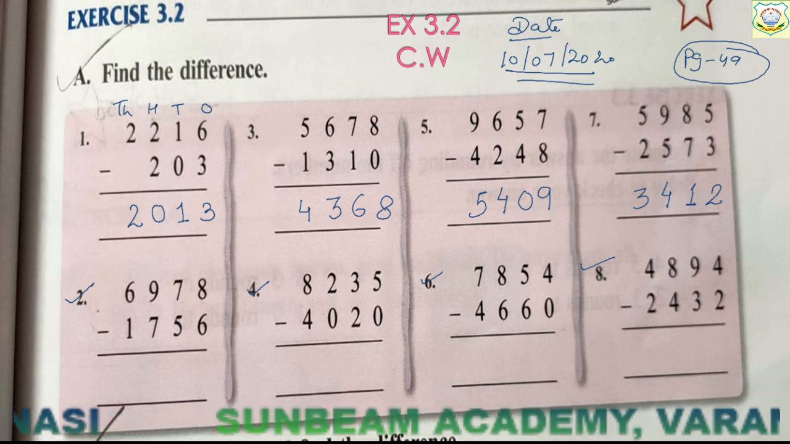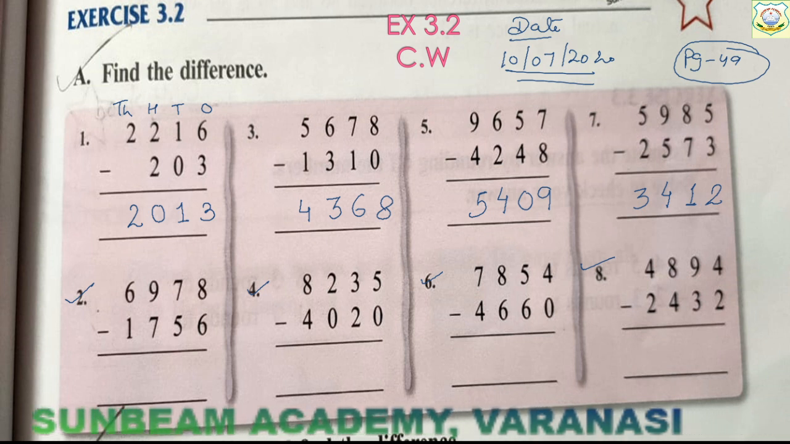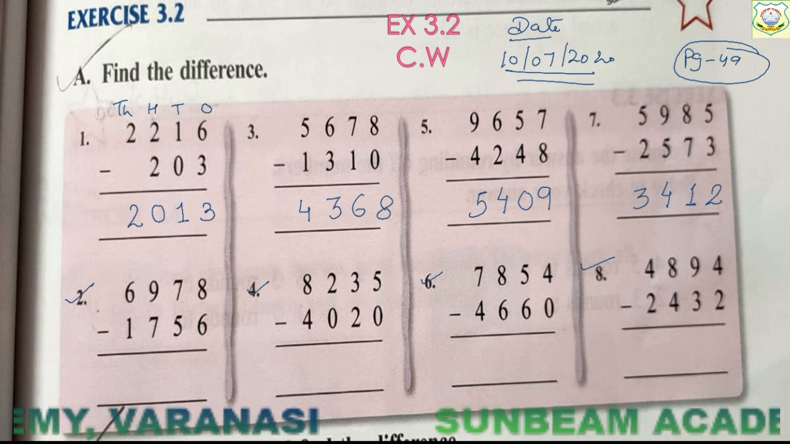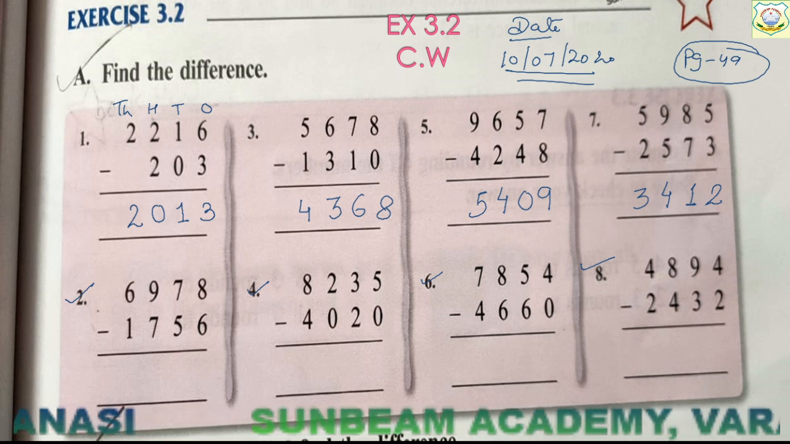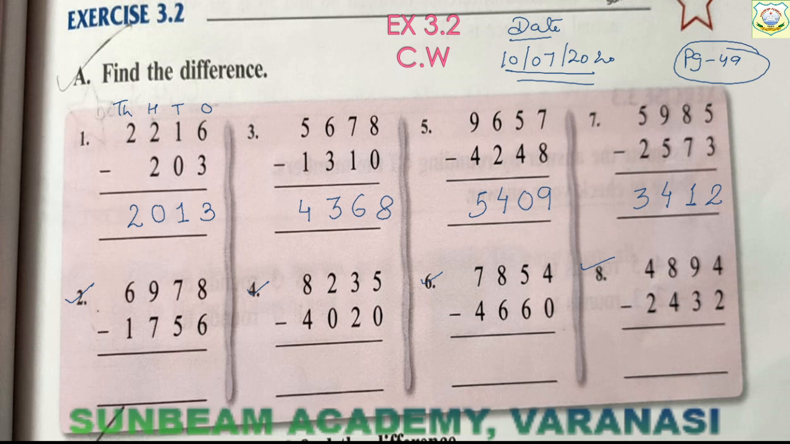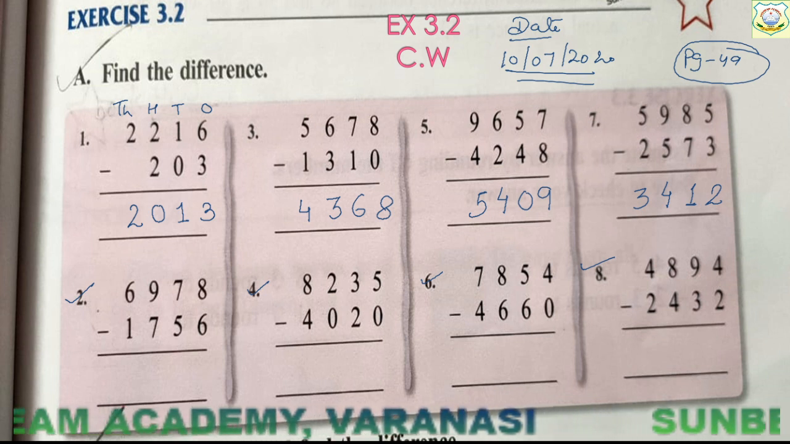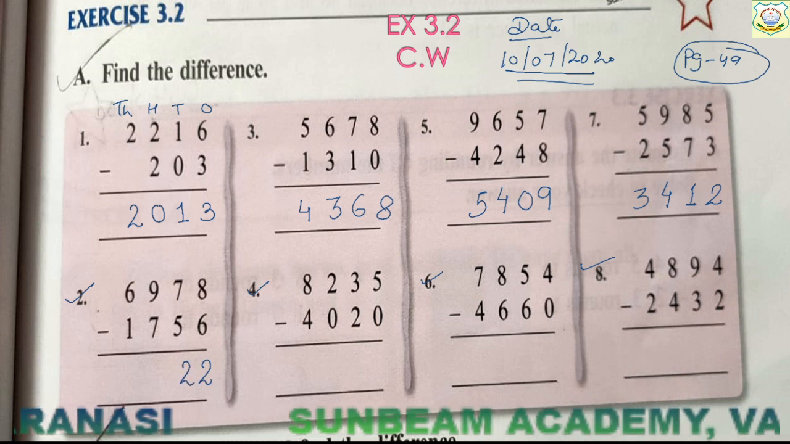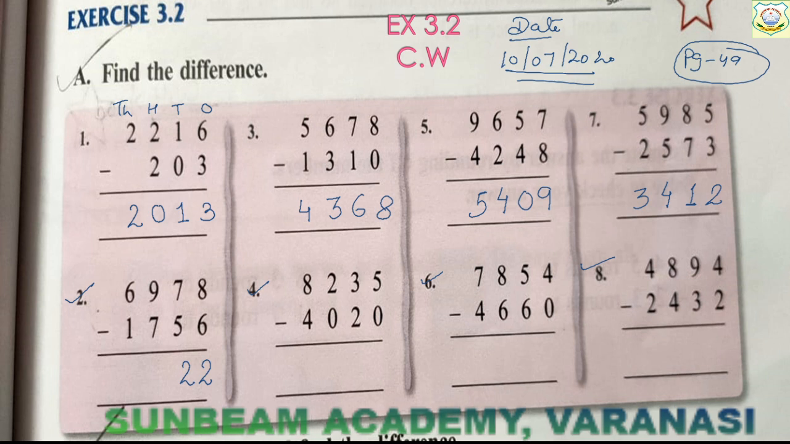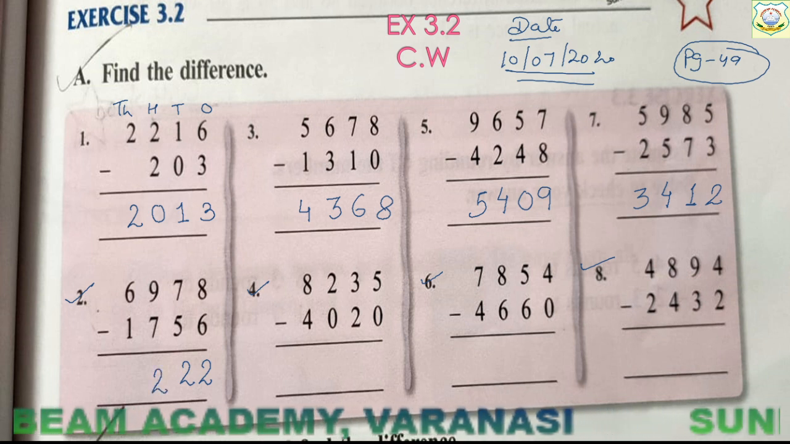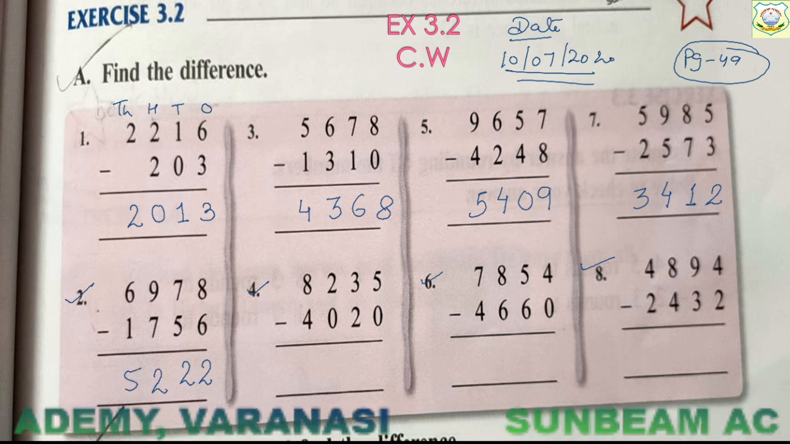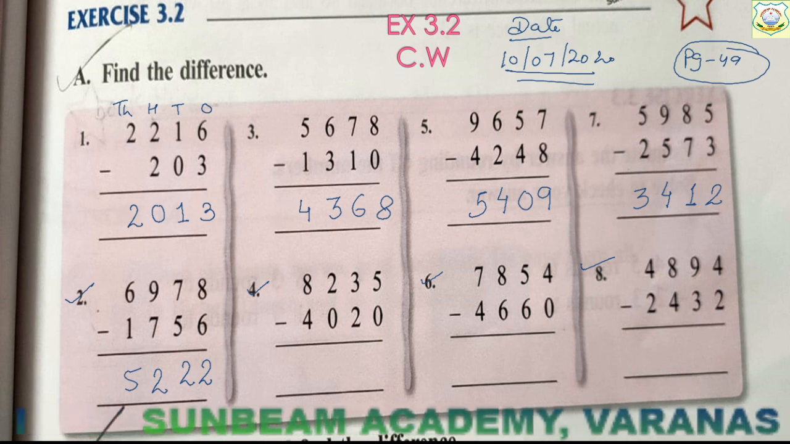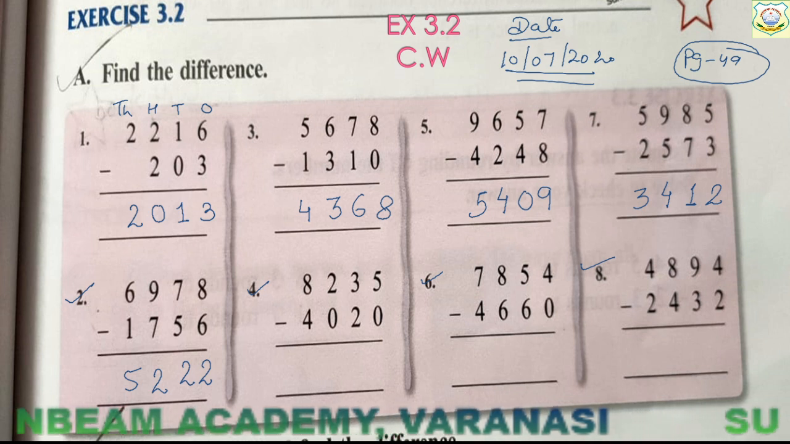Okay. So now second is 6,978 minus 1,756. So what have we got? We have got the answer. 8 minus 6 is 2. 7 minus 5 is 2. 9 minus 7 is 2. Then 6 minus 1 is 5. Okay. Now let's proceed. 5 minus 0 is 5.